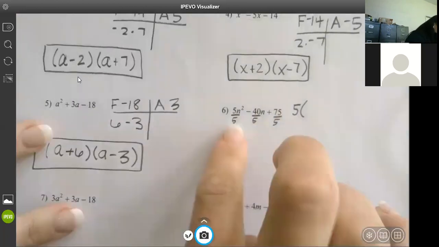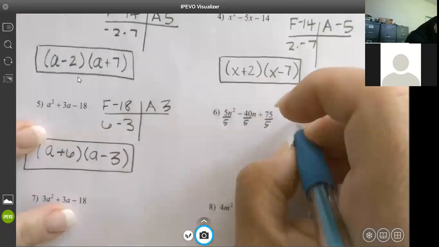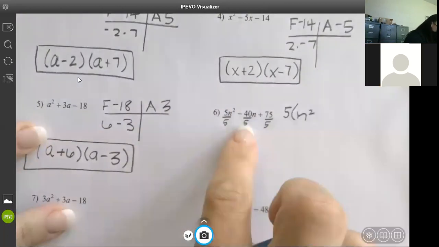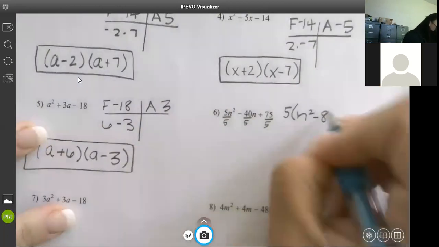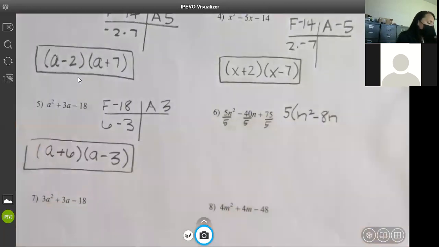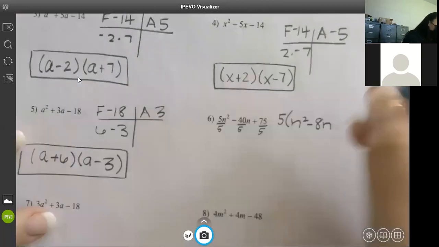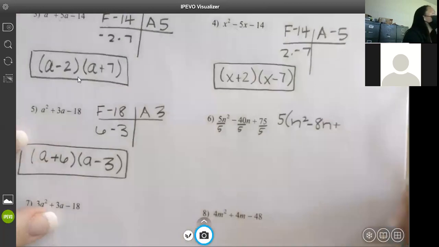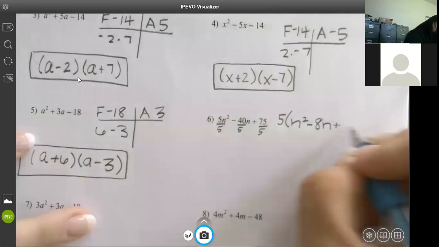5 divided by 5 is 1n squared. 40 divided by 5 is 8n. And then 75 divided by 5 is what? What if you have to do this yourself? What do you do? Yeah, just put it in your calculator. What's 75 divided by 5? 15.